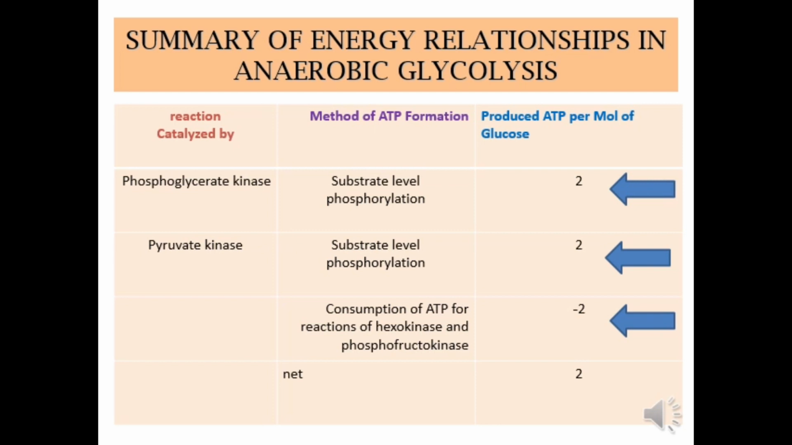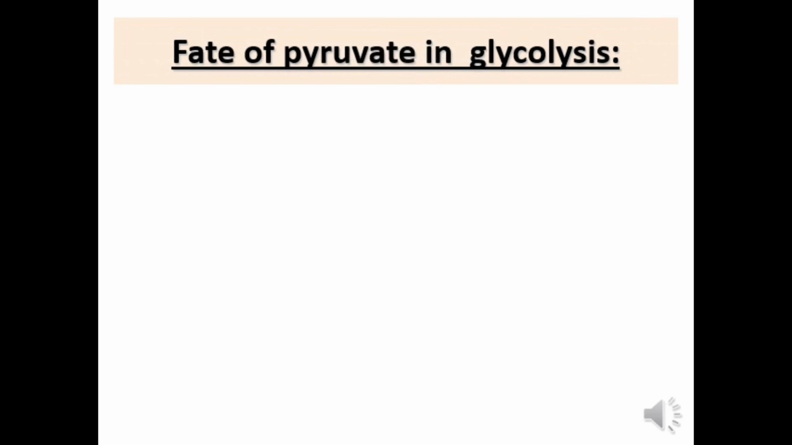Under anaerobic glycolysis, the pre-existing NADH, which is produced by the enzyme known as glyceraldehyde 3-phosphate dehydrogenase, has no role in energy production, because this NADH is used by lactate dehydrogenase to convert pyruvate into lactate.